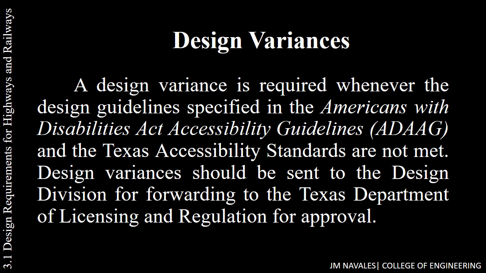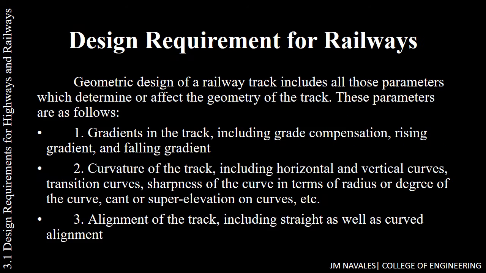Next, design variances. A design variance is required whenever the design guidelines specified in the Americans with Disabilities Act Accessibility Guidelines or ADAAG and the Texas Accessibility Standards are not met. Design variances should be sent to the Design Division for forwarding to the Texas Department of Licensing and Regulation for approval. Next, design requirements for railways.